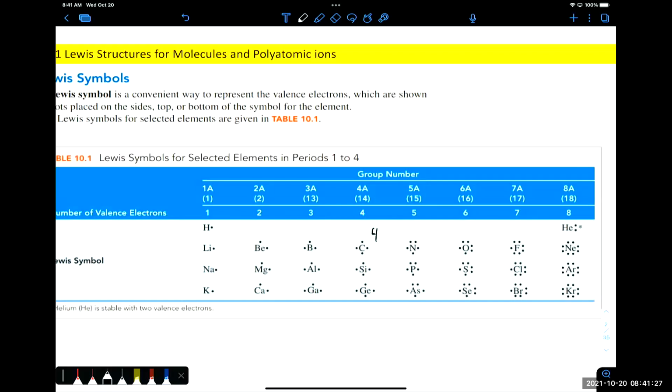So group 1 and 2 would be 1A, 2A. And we can also call 13 3A, and then 4A, 5A, 6A, 7A, 8A. And that's how many valence electrons those atoms have. And we'll primarily be staying above the D block. We won't have to worry about that.